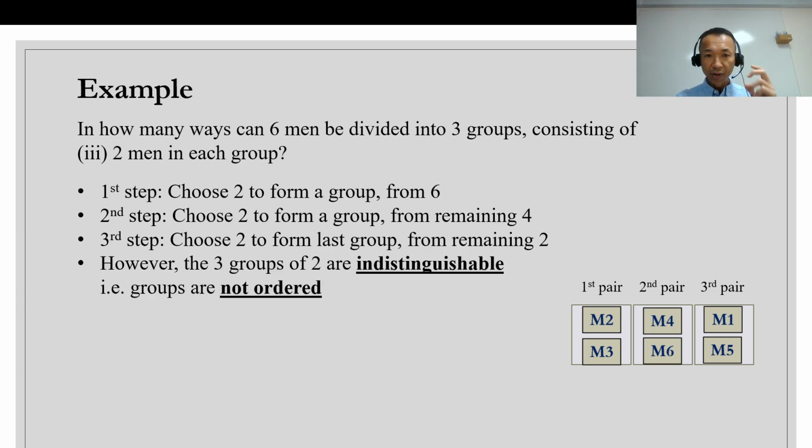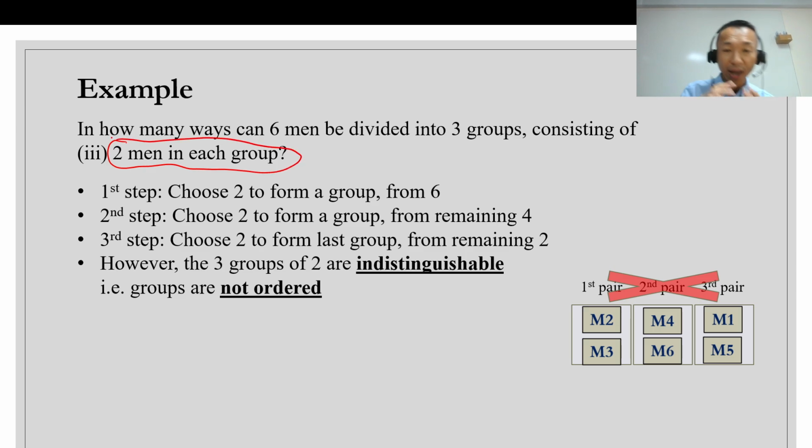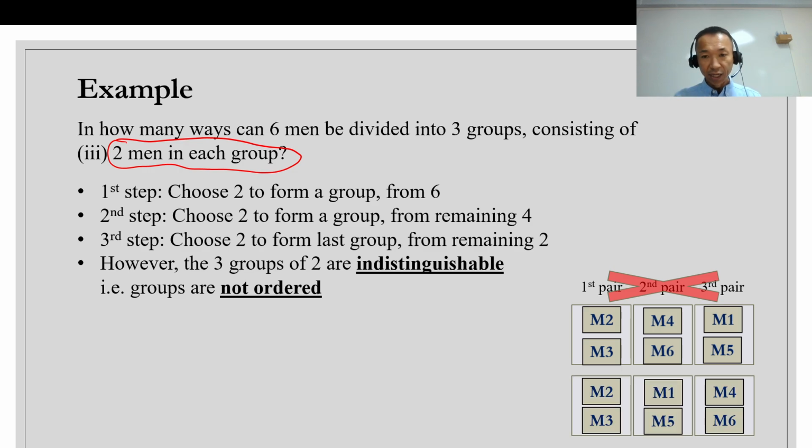you would realize that for these 3 groups, there isn't a first pair, second pair, third pair, because the question only said that I need to have 2 men in each group. There is no first pair, second pair, third pair. The groups are not ordered whatsoever. So in another situation, as I wrote just now, if you have picked M1, M2, M3 here, but instead for the 4 choose 2 here, I pick M1 and M5, and then I pick M4 and M6 here, these 2 are actually the same grouping. It's the same grouping because for the 3 pairs, you don't have a first double, second double, third double.